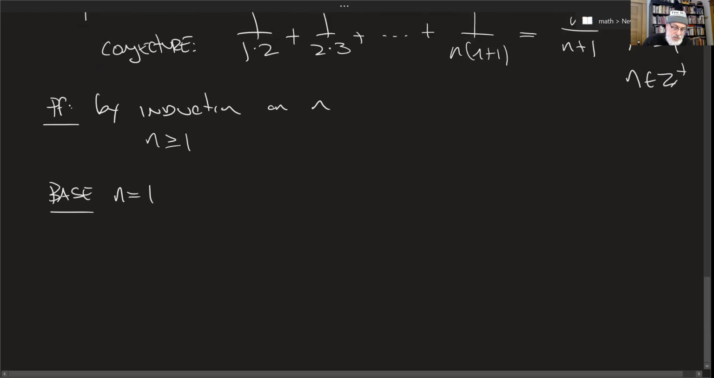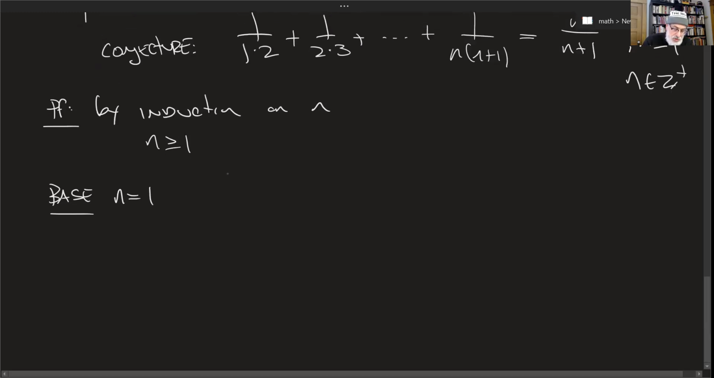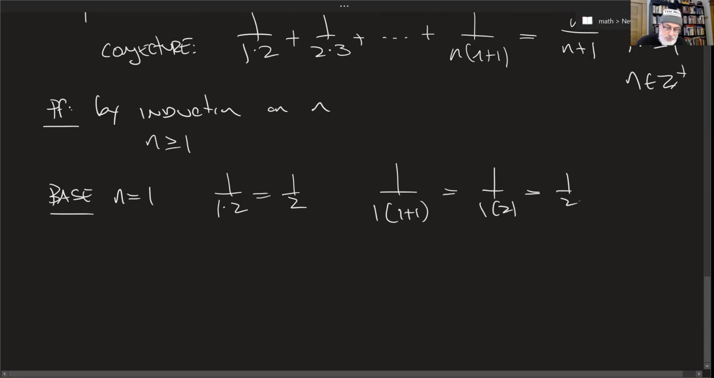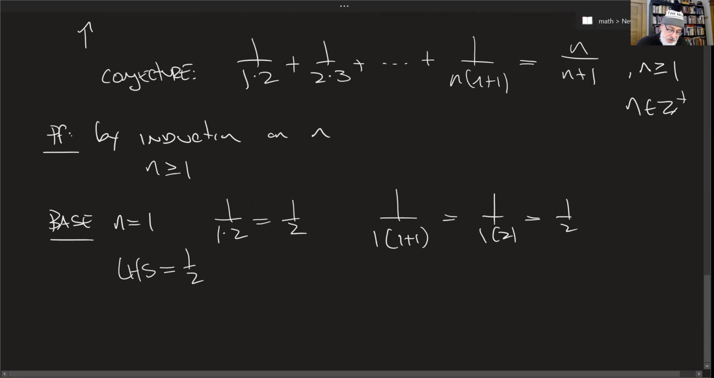And the left-hand side, again, we know what that is. That's the first term. It's 1 over 1 times 2, which is 1/2. We could also have looked at this form here. If I plug in 1 for this, I get 1 over 1 plus 1, 1 over 2, 1/2. So either way, the left-hand side is equal to 1/2. Now our conjecture is the right-hand side should equal 1/2. So the right-hand side is 1 over 1 plus 1, which is 1/2. So that indeed holds. So the base case holds.